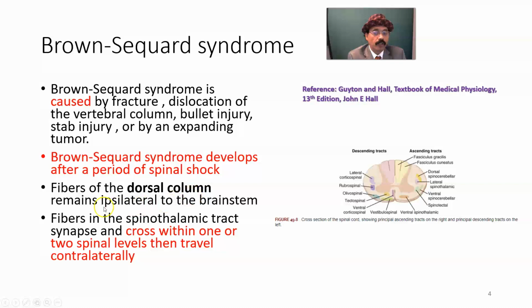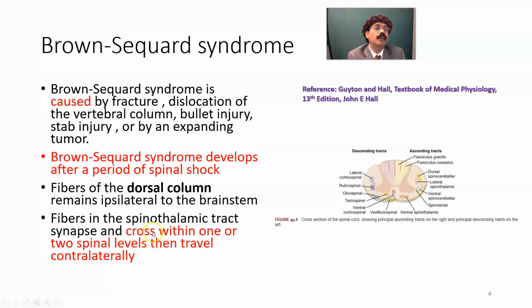Fibers of the dorsal column remain ipsilateral to the brainstem. Fibers of the dorsal column means the fibers of the fasciculus gracilis and fasciculus cuneatus. They will remain ipsilateral to the brainstem until the medulla oblongata, where they will cross. Fibers in the spinothalamic tract synapse and cross within 1 or 2 spinal levels, then travel contralaterally, and that travel is oblique.